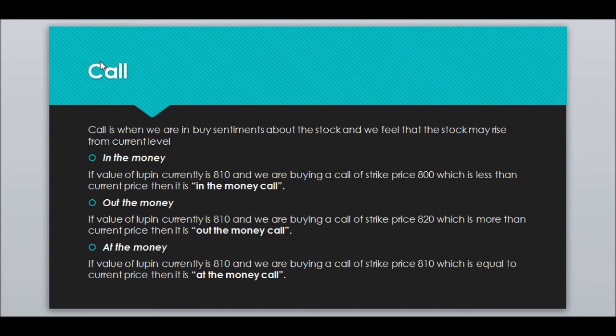Or suppose we are in a negative sentiment, then we would buy a put for that. So even call has three types. It is the in the money call, out of the money call, and at the money call. So what is an in the money call? If we have the value of Lupin currently as 810, and we are buying a call at a strike price of 800, so currently the strike price is 800 and the stock is 810, which is greater than the strike price, right?